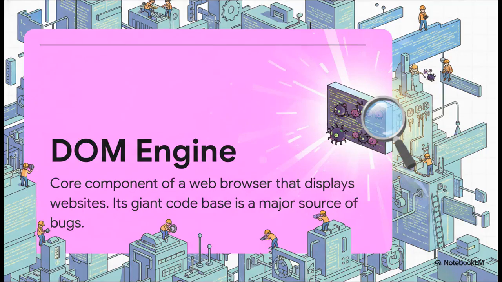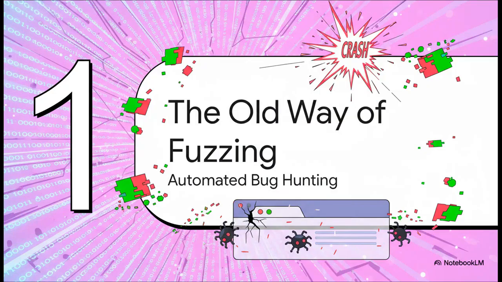Okay, so right at the heart of this whole battle is something called the DOM engine. I mean, this thing is basically the architect and the construction crew for every single website you see. It takes all that raw code and builds the interactive page you can click on. But, and this is a big but, its massive complexity means it's also the perfect hiding spot for some really, really dangerous security bugs. So how in the world do you find these hidden flaws?